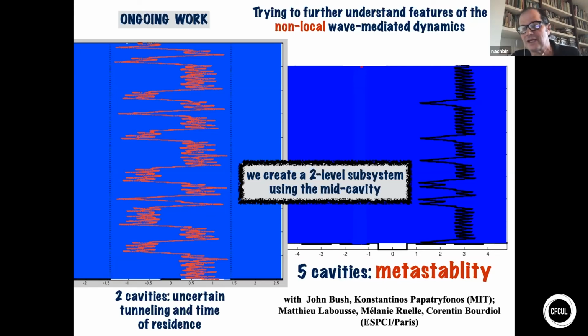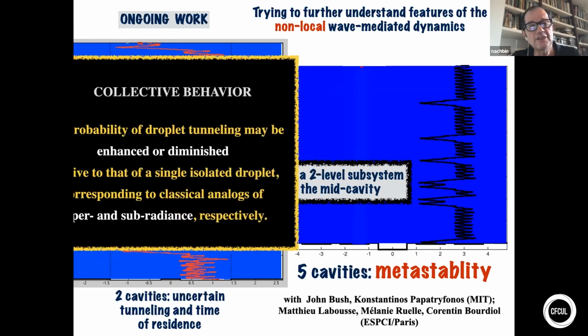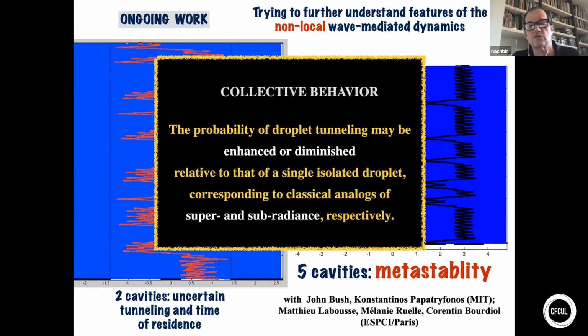Now, if we calibrate the mid cavity properly, as you've seen, you get 2-level cavities, where you get this metastability, where with the 2 levels of energy of the 2 cavities, you have this quick visit and it comes back. Then, as Mathieu showed, you have this collective behavior, where the probability of the droplet tunneling might be enhanced or diminished by playing with the length and the width of the mid cavity, and therefore with analogies to super or subradiance.